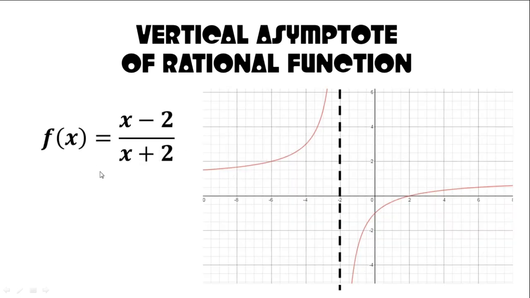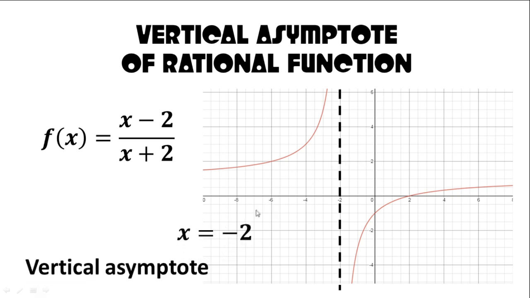Kapag na-represent natin sa graph, ang graph ng rational function na ito ay ito. So ito yung line, ito yung graph natin, itong red part na ito. And this line is the vertical asymptote. Ang equation ng line na ito ay x is equal to negative 2. And this is the vertical asymptote.